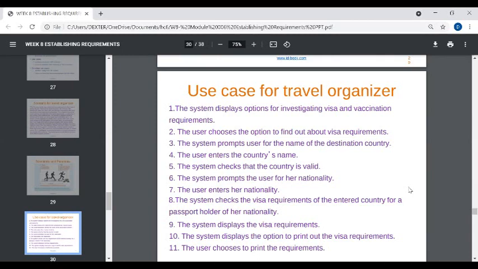Next, the system checks the country is valid. Then the system prompts the user for her nationality. Then the user enters her nationality. Then the system checks the visa requirements of the entered country for a passport holder of her nationality. So in step 9, the system displays the visa requirements. Step 10, the system displays the option to print out the visa requirements. And 11, the user chooses to print the requirements.